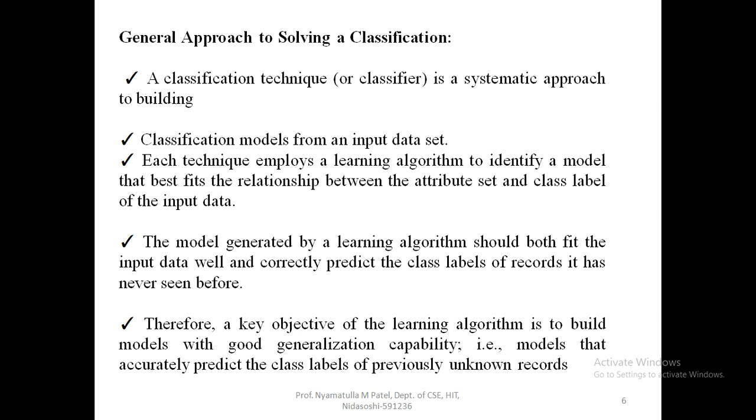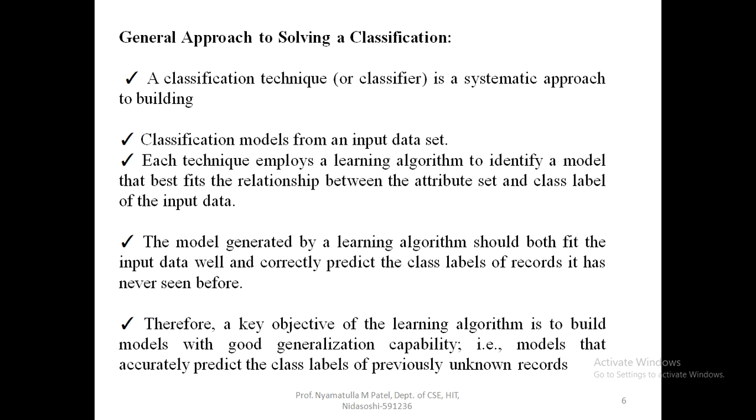Each technique employs a learning algorithm to identify a model that best fits the relationship between the attribute set and the class label of the input data. So here the classification model or the classifier will have a learning algorithm. This learning algorithm will first work on the training set. When you give input, the same algorithm is applied to the test set also. Then we try to identify whether that belongs to a particular class or not.